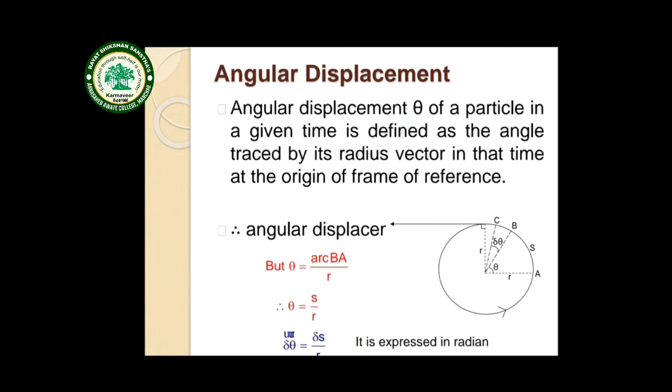So we can say that angular displacement is a vector quantity, which means it has both magnitude and direction.